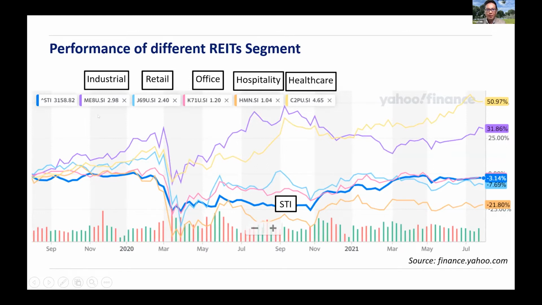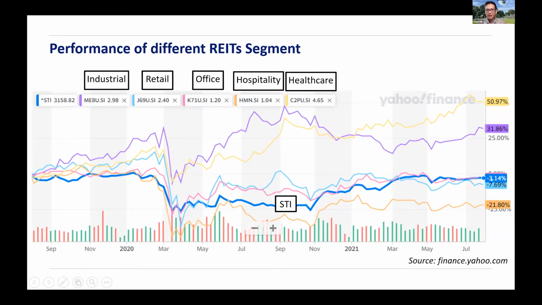So I have picked some representative REITs from each segment. Just now we talked about it, there are 5 segments in total. This yellow one is the healthcare. Obviously, healthcare is not affected by COVID, so in fact their performance is better. Healthcare REITs were one of the first to recover from COVID and surpass the pre-COVID level. If you look at it clearly, this is the pre-COVID level, and they have well surpassed it.